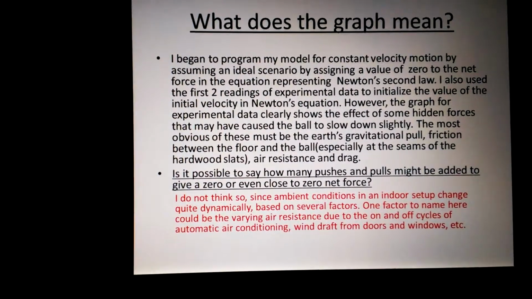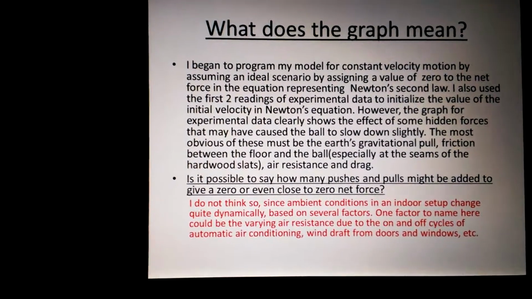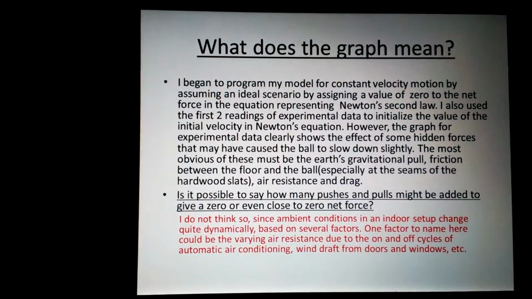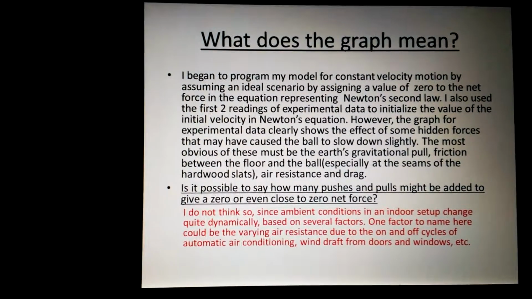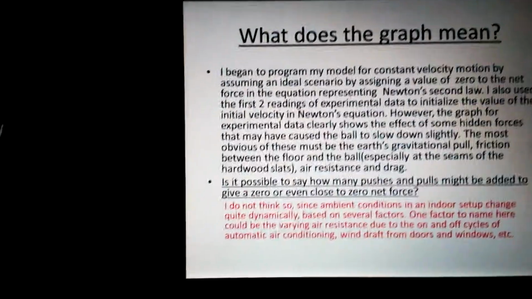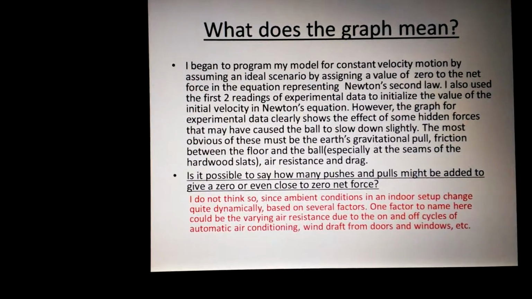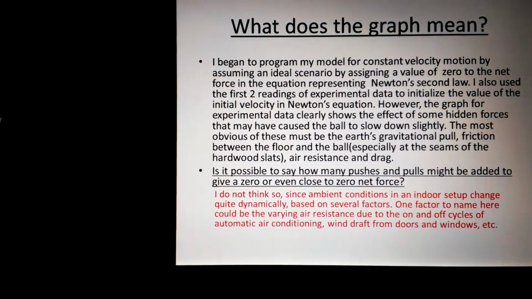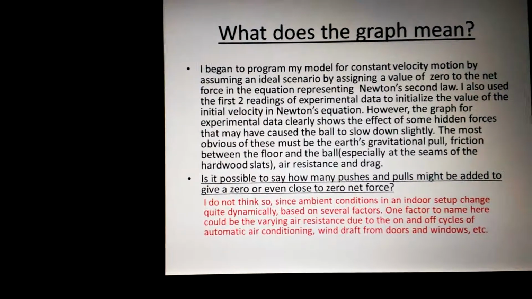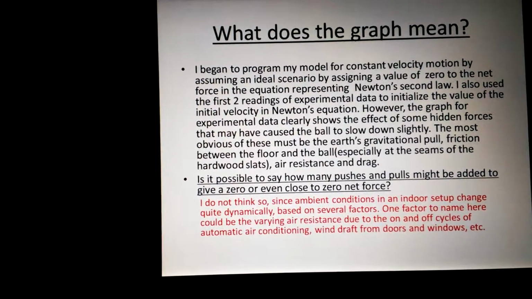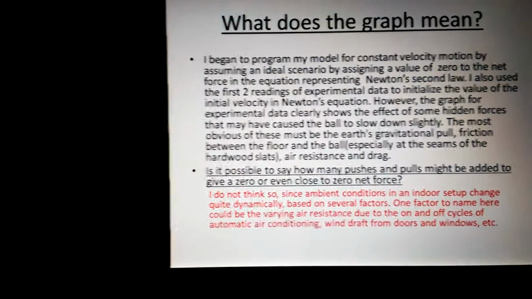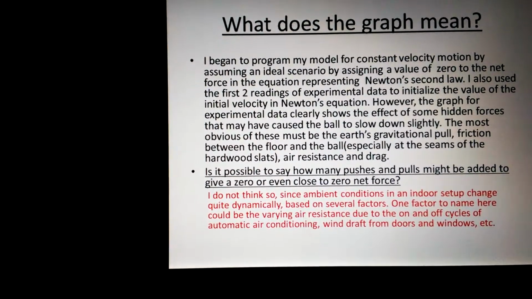What does the graph mean? I began to program my model under the assumption of constant velocity motion under an ideal scenario with no net forces acting on the ball. And so I had set F net to 0 in the Python code. I also used the first two readings from the experimental data to initialize the value of the initial velocity in Newton's equation. However, the graph for experimental data clearly shows the effect of some hidden forces that may have caused the ball to slow down slightly.